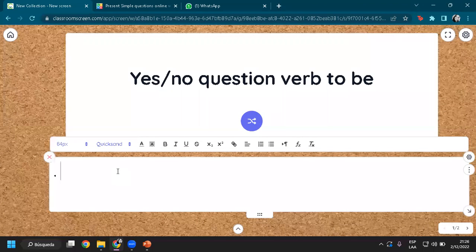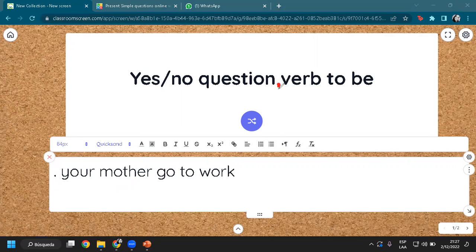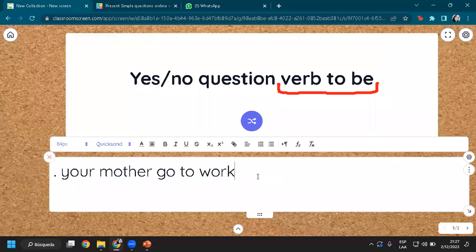¿Cuál va a ser el subject? Your mother. Okay, your mother. And then? Go to work. Okay, but listen. Aquí dice una just no question con el verb to be. ¿Tengo el verbo to be in this sentence? No. Not really. So, Lily, try again. Inténtalo otra vez.